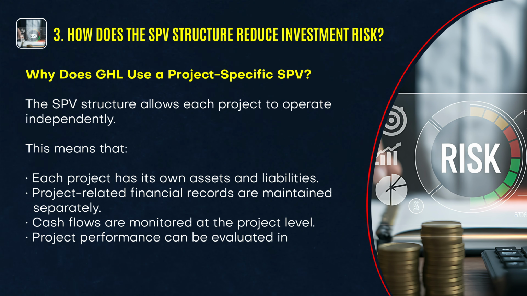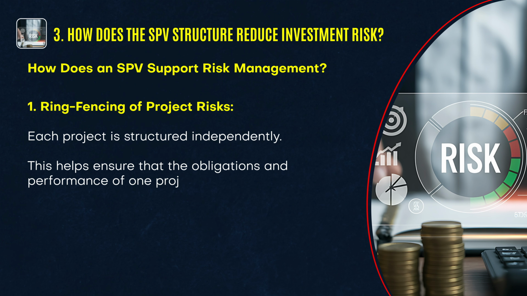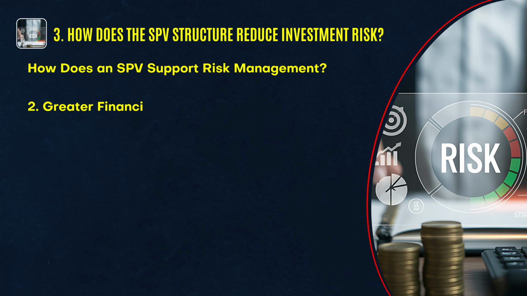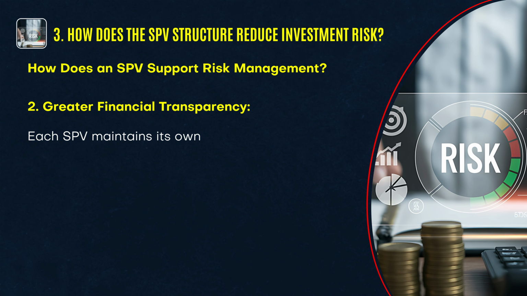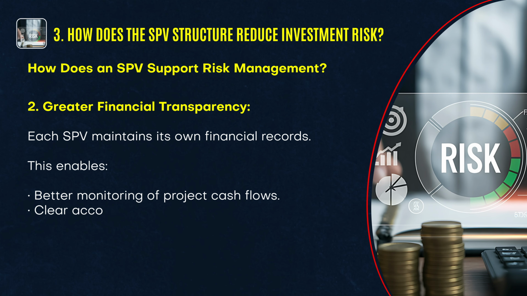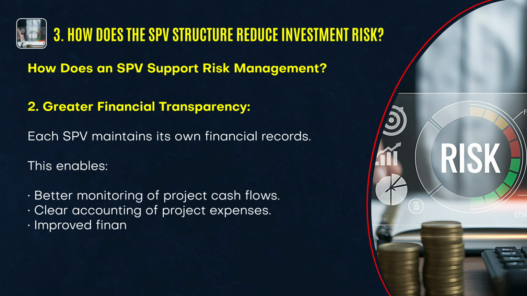1. Ring fencing of project risks. Each project is structured independently. This helps ensure that the obligations and performance of one project are managed separately from those of another project. 2. Greater financial transparency. Each SPV maintains its own financial records. This enables better monitoring of project cash flows, clear accounting of project expenses, improved financial reporting.